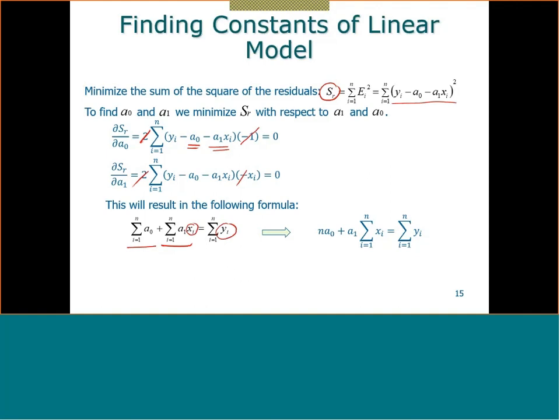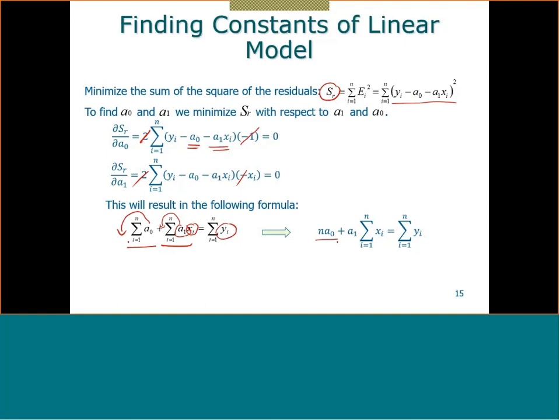What we don't know is these two constants. No, I can't. These are actually constants, so I can take this outside the summation because it's a constant. Now, if I take this outside the summation, what is the summation of i from 1 to n? It becomes n. So this is n a0.